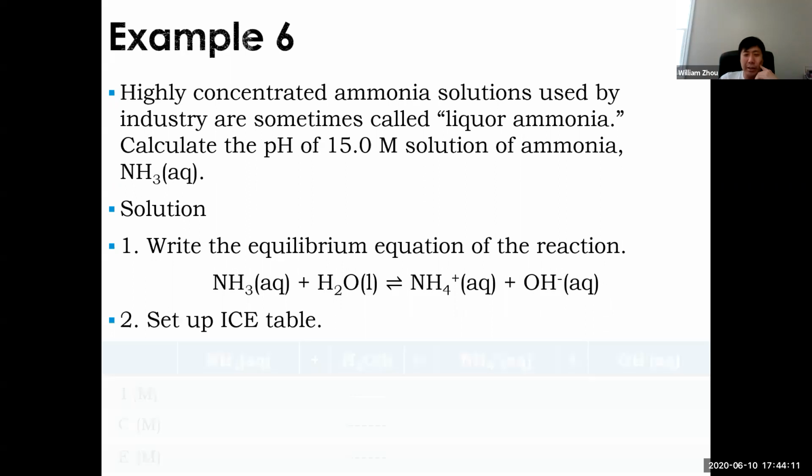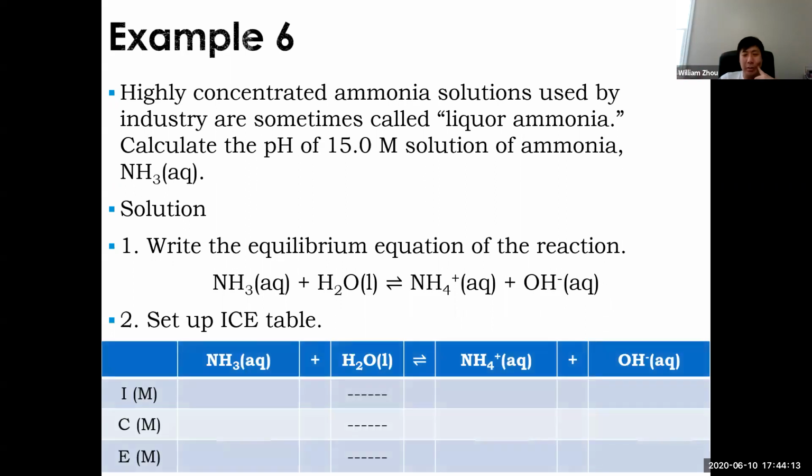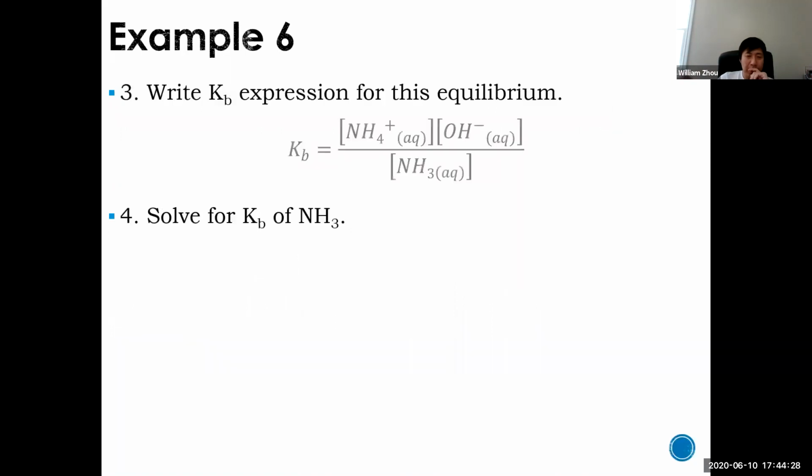Then you set up the ice table. The first row, ammonia, you have 15 molar, 0 for the products. Okay, X is your change, you don't know what that is. And your equilibrium is 15 minus X, and then the products are X and X. So here's the KB expression. Products over reactant, this is all good, except you don't know what the KB is. You need to solve for the KB.